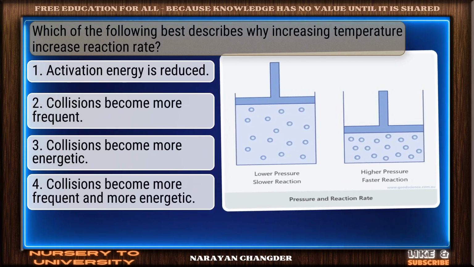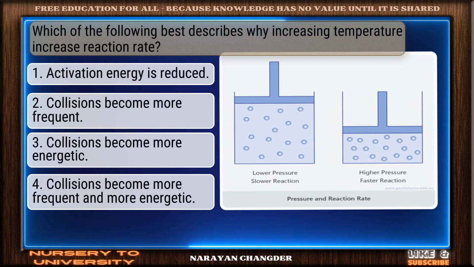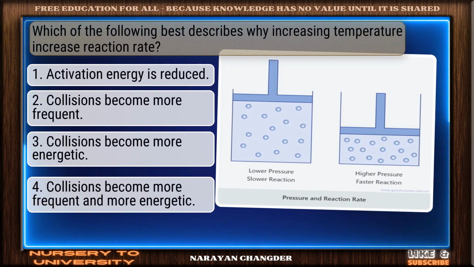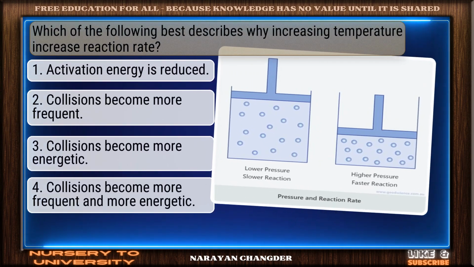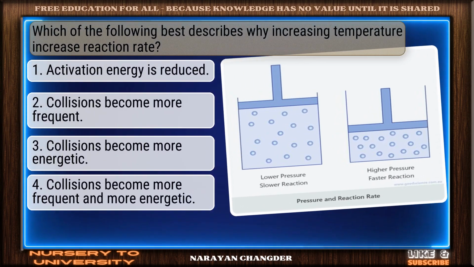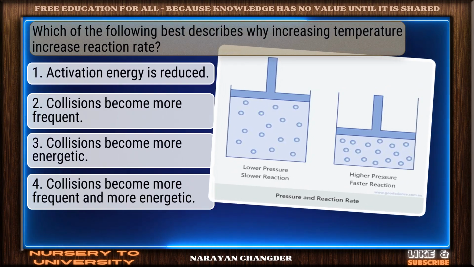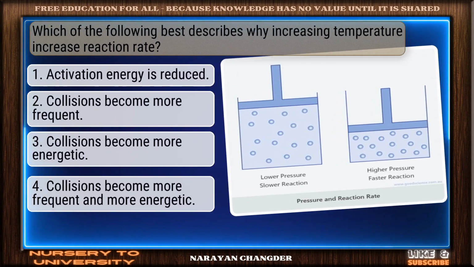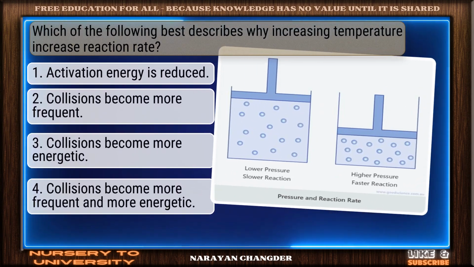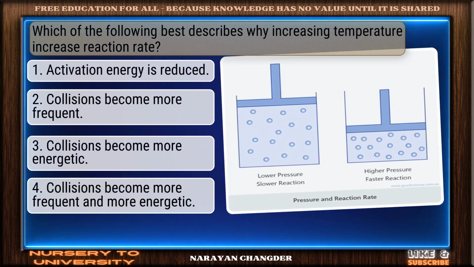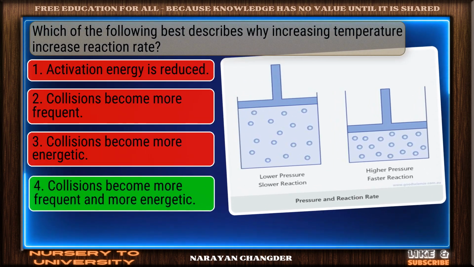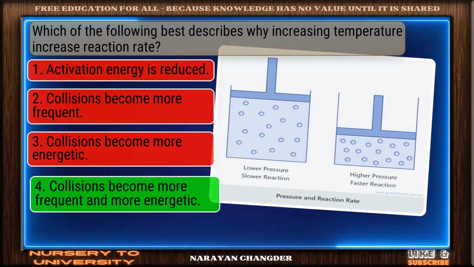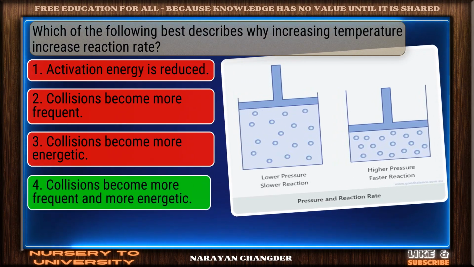Which of the following best describes why increasing temperature increases reaction rate? Option 1, activation energy is reduced. Option 2, collisions become more frequent. Option 3, collisions become more energetic. Option 4, collisions become more frequent and more energetic. Keep it up. Collisions become more frequent and more energetic.